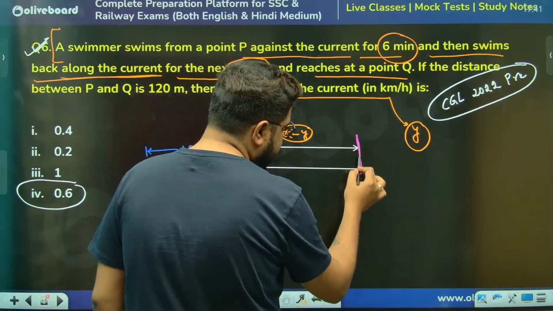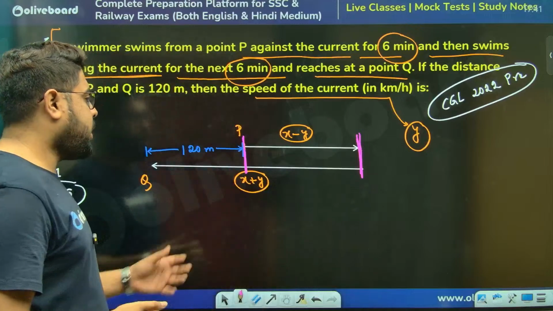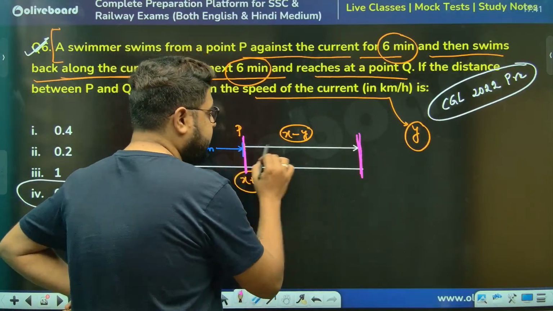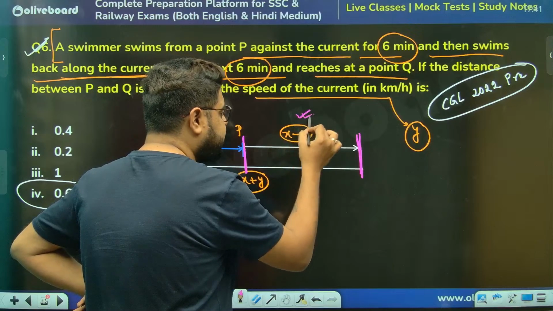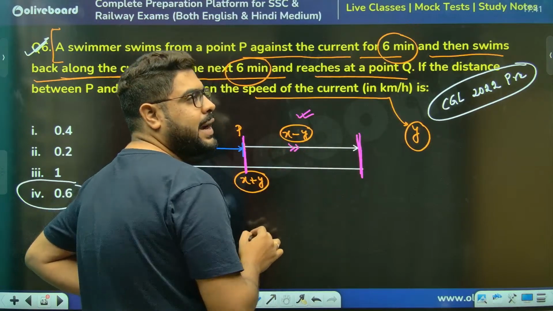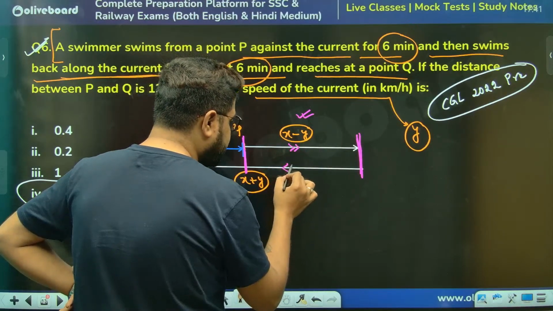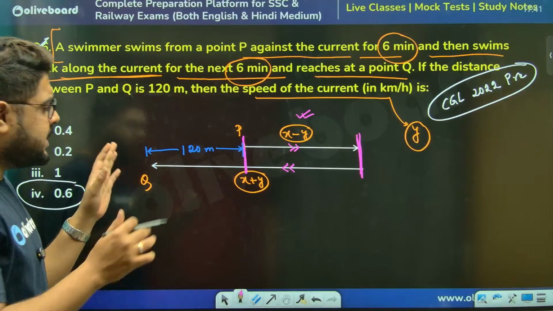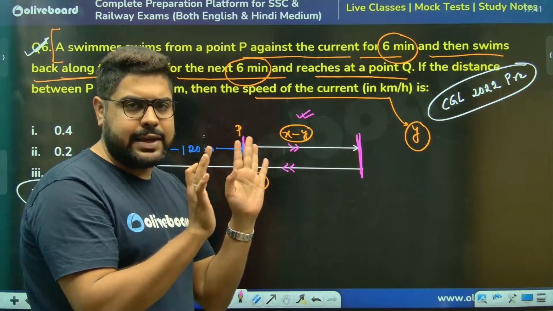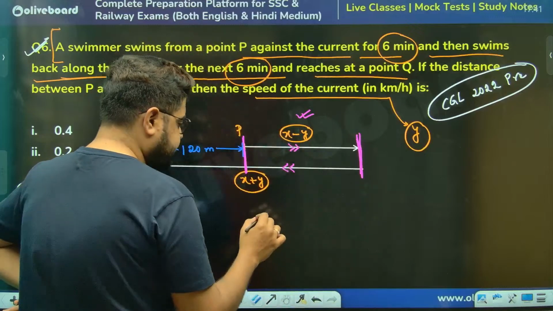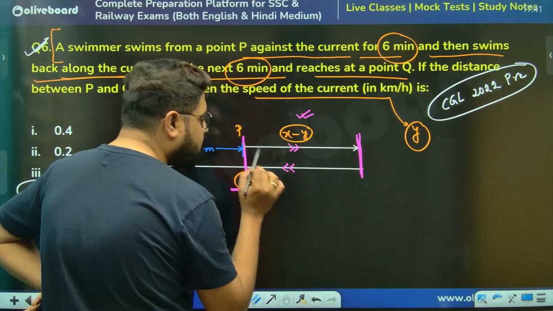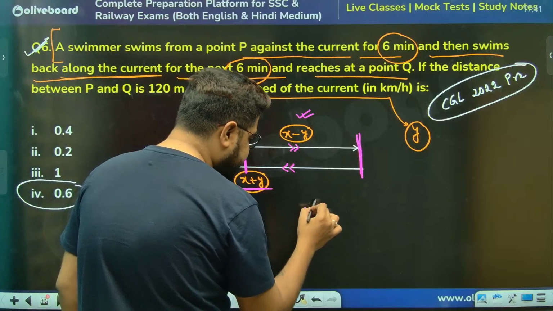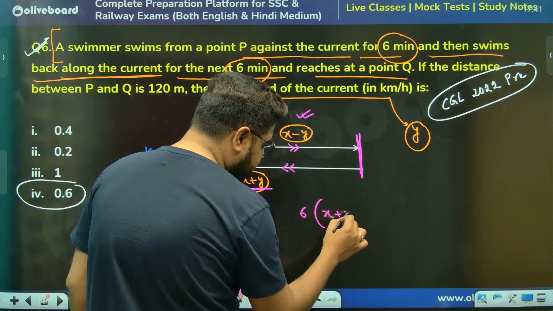If we are talking only about this portion, he has gone with a speed of x minus y. This portion, he has gone with a speed of x plus y. Now see, the easiest way to think: how much distance has he gone downstream? Sir, 6 minutes into x plus y.